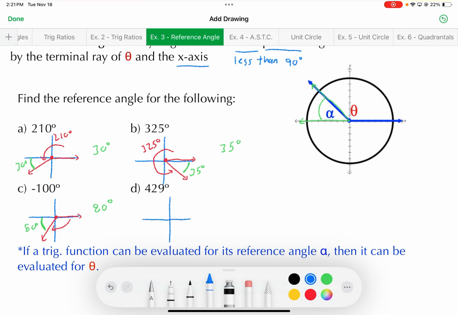And then the last one, 429. Well, that's larger than 1 revolution. So I rotate 360, and then I got to go from 360 to 429. That's another 69 degrees, right?